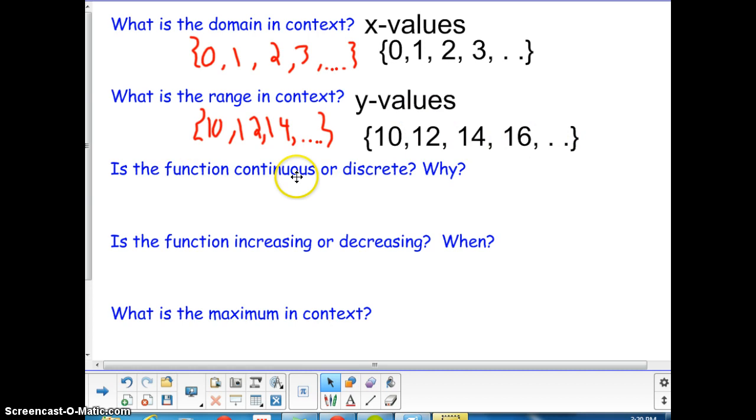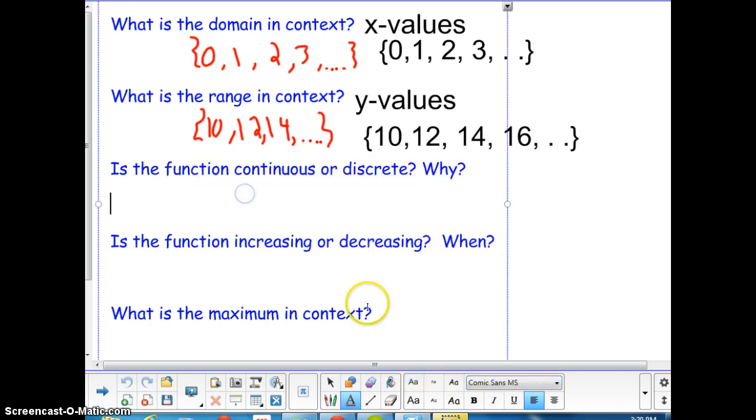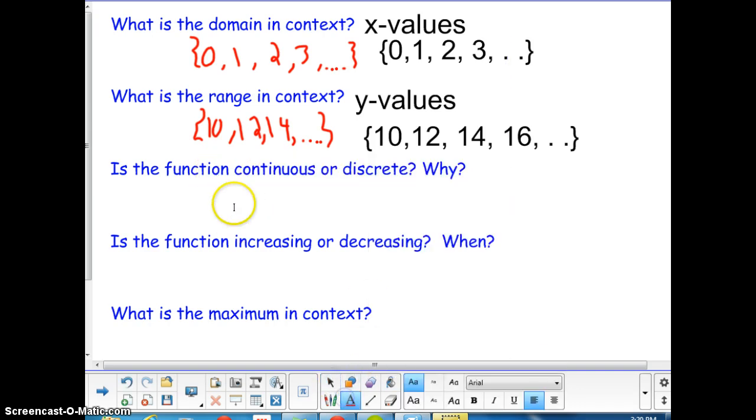So is the function continuous or discrete? Well, we already sort of talked about this over on the graph. Continuous means that it's going to be measurable. Things like distance and time are measurable. Discrete means that it is countable. So continuous is measurable. Discrete is countable.